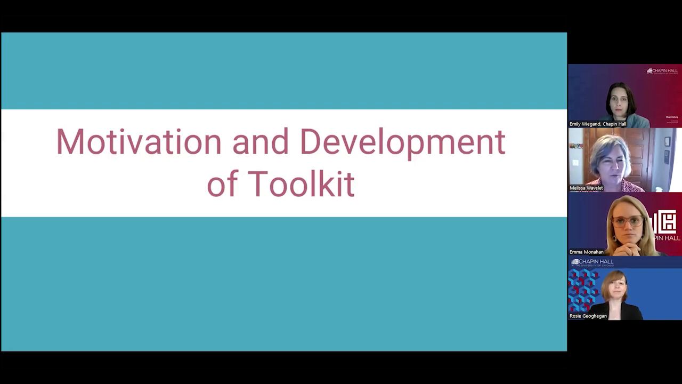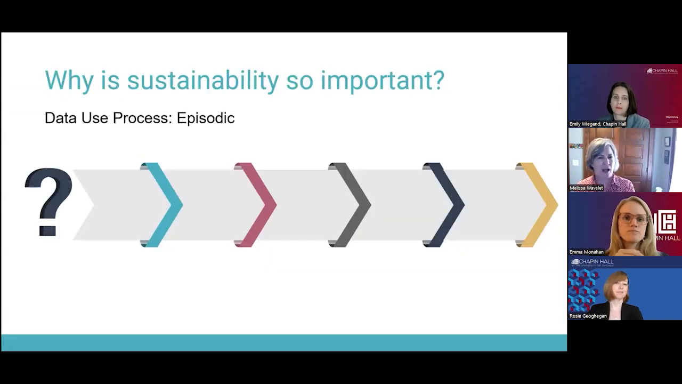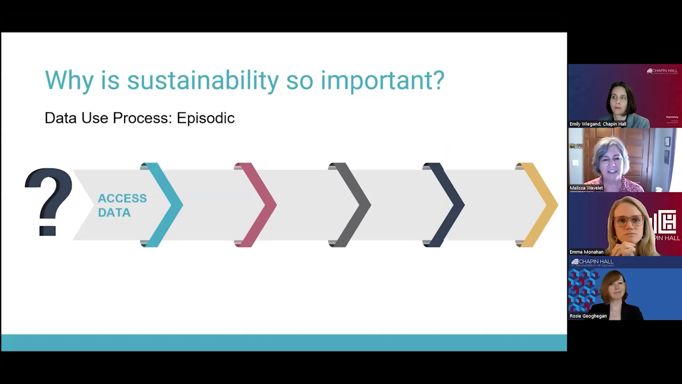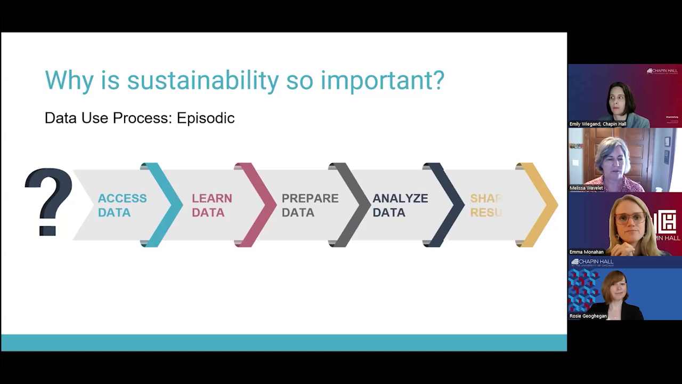When I talk about sustainability and why it matters, here's a visual to help leave you with an impression. This is a series of steps that any data analytics project team goes through. An episodic data analysis is a series of discrete steps. First, you ask the question, then you access the data. Third, you learn about the data, you understand what's available, what's not, what's complete, what's measured. Then you prepare the data for analysis, and fifth, you analyze it and share the results.